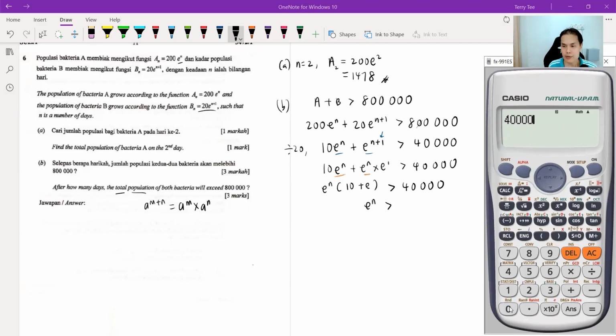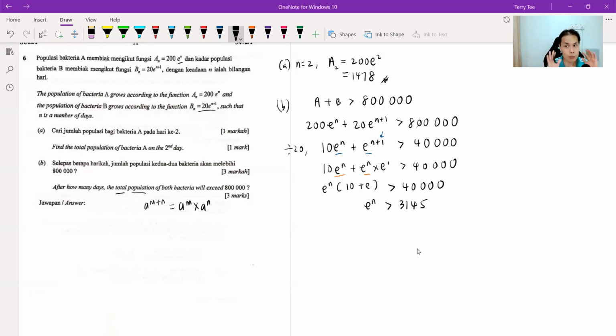40,000 divided by 10 plus shift ln 1. Just put 1 with the e, and this will give us 3145. Yeah, 3145. Okay, let's write 3145. Now, from here to the next step, I'm going to change from exponential to logarithm form.